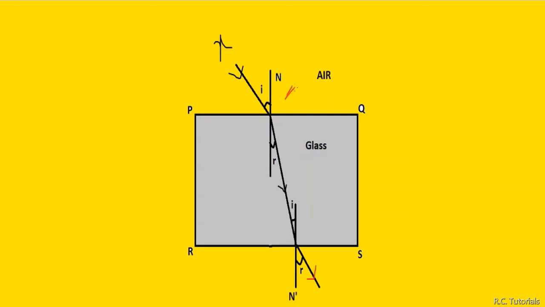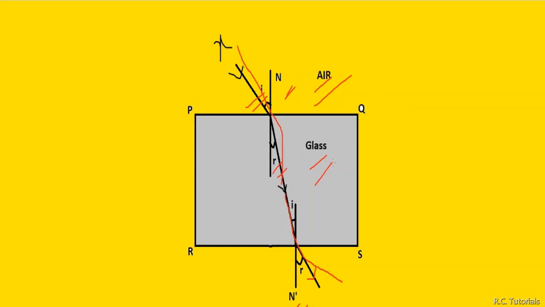Let the dotted line be the normal drawn perpendicular to the glass slab. Here I is called the angle of incidence and R is called the angle of refraction. According to the theory of refraction, when light enters from a rarer medium to a denser medium, the ray gets bent towards the normal. Again, when a light ray travels from a denser medium to a rarer medium, it goes away from the normal. In this case, air is the rarer medium and glass is the denser medium.